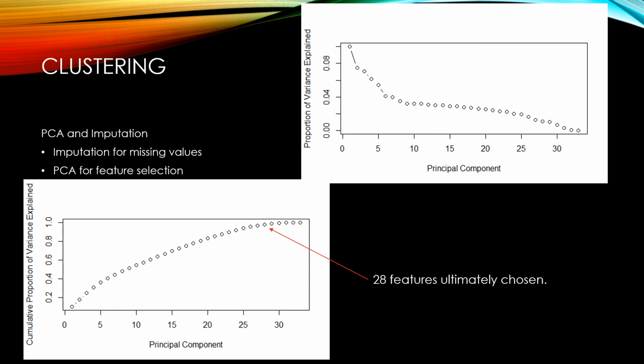Before I could move on to my clustering, I had to first impute all of my missing values and then perform a principal component analysis to figure out which of my columns and features contributed the most to my variance. What I ultimately found was that 28 features explained almost 100% of the variance of my data. So moving forward, I chose those 28 columns.